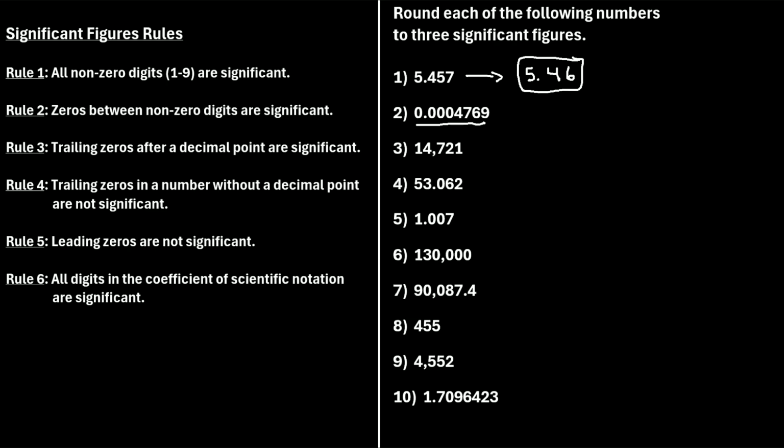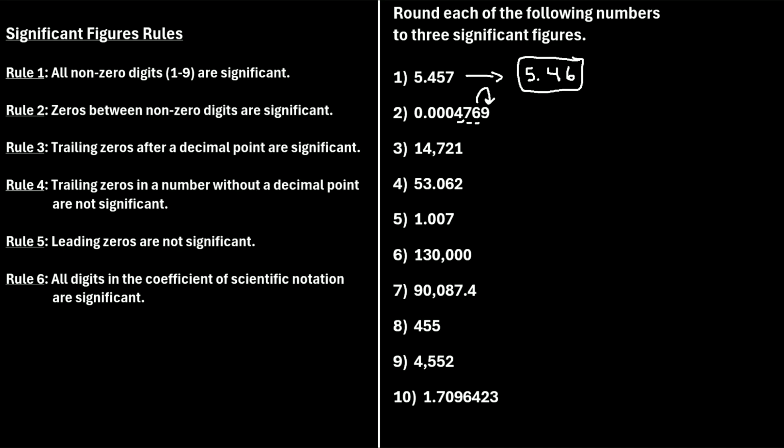So once again, the first thing we have to do is identify what are the first 3 significant figures. Well, for this example, if we reference rule number 5 over here, this tells us leading zeros are not significant. So all of these leading zeros, the zeros that come at the beginning of this number, are not significant. So the first 3 significant figures in this number are the 4, the 7, and the 6. So again, we're going to look at the third significant figure, the 6 right here, and then we'll look at the number that comes after it, the 9.